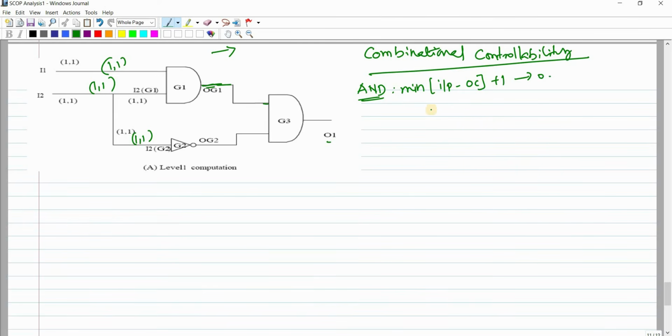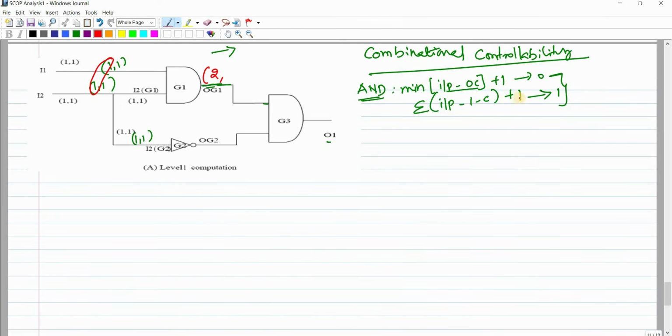So it is the zero controllability value. For one controllability, our formula is the sum of input one controllabilities plus 1. It is the one controllability formula for AND gate. So see here guys, for Z1 AND gate, minimum of input zero controllabilities. These are the input zero controllabilities. That means minimum of 1, 1. Minimum of 1, 1 is 1 only. 1 plus 1, 2. Okay, 2.